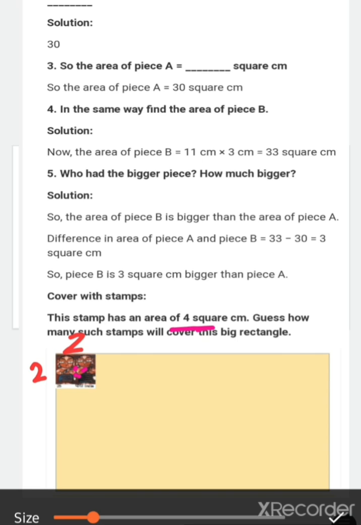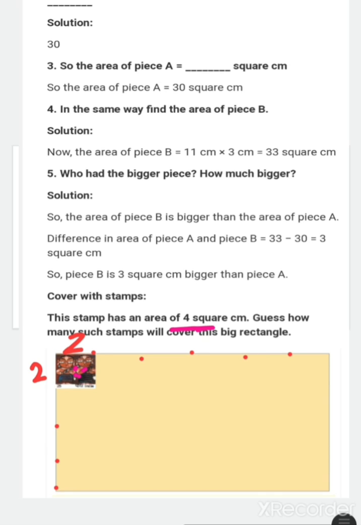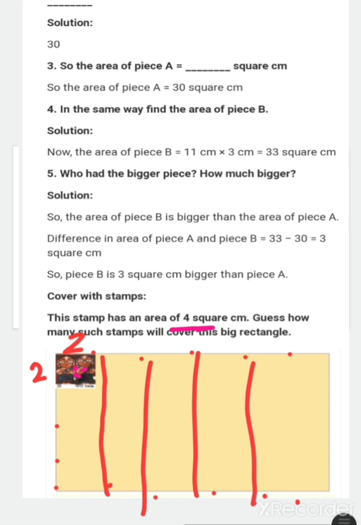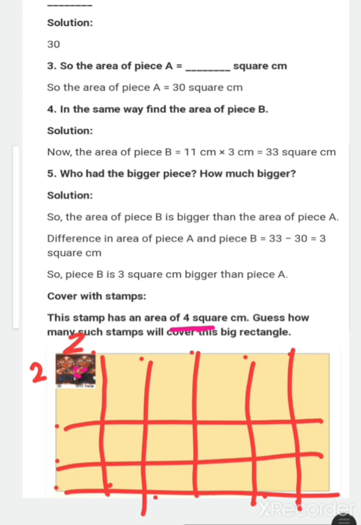Or you can measure the length using your scale. So you will get that it is 2 centimeters. So draw equal gaps of 2 centimeters over this. As you do not have a stamp, you can use this dot method only, like this, and then join them very properly, and you will get how many stamps can be filled inside this.